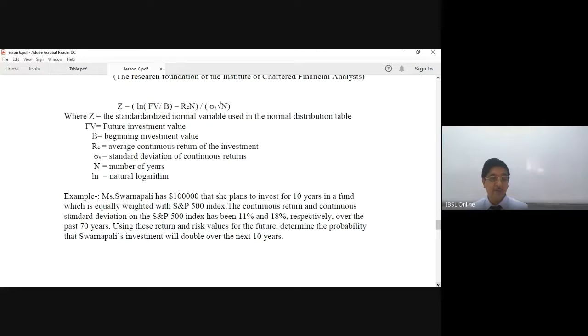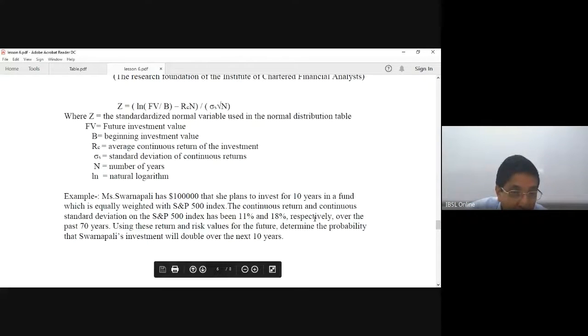Then in the first place, you have log 2 minus, what is RC? Continuous return. That has been 11%, and they assume that in the future also it will be the same. So then it is 11%, and we can put it as 0.11. Then into N. So what is N? Is it 70 or 10?